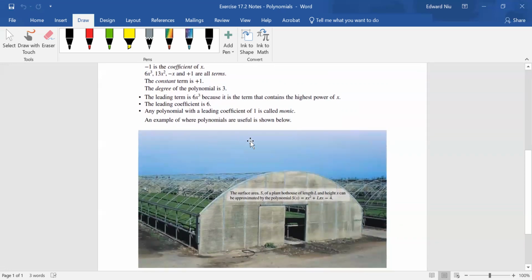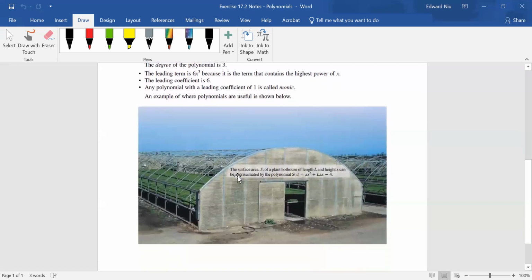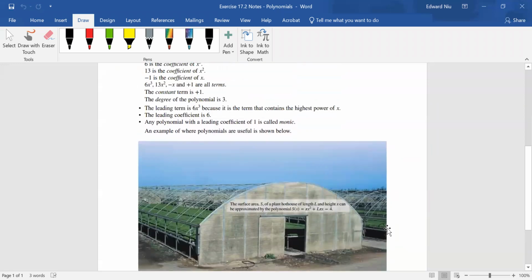Lastly, an example where a polynomial is useful. So here, the surface area of this plant hothouse of length L and height x can be approximated by the polynomial S(x), okay, surface area, that's why it's S, equals pi times x squared plus length times pi times x, take away 4, which will tell us the surface area of this plant house.